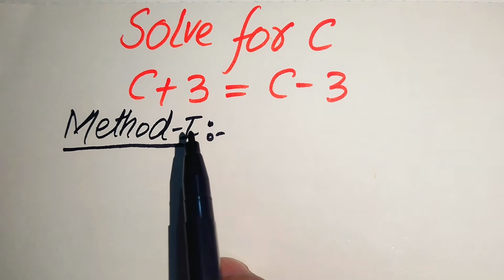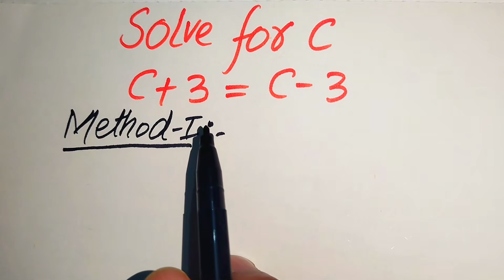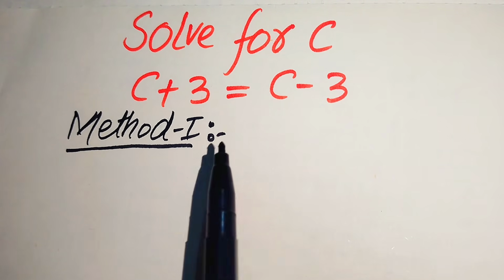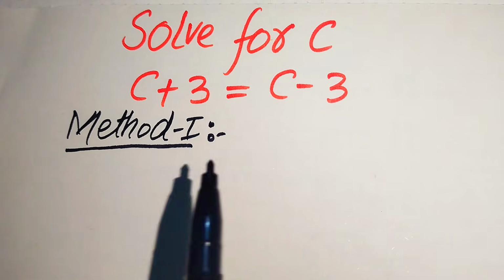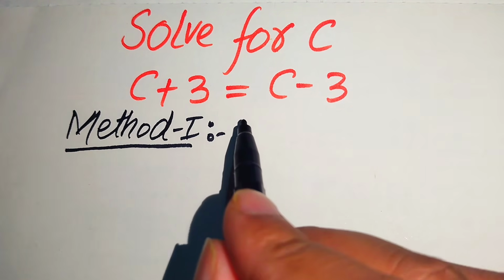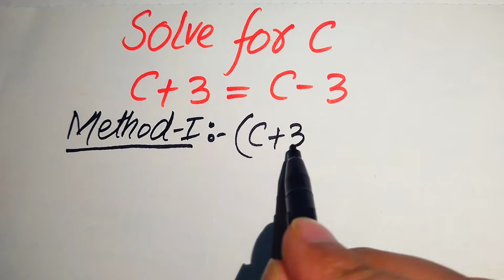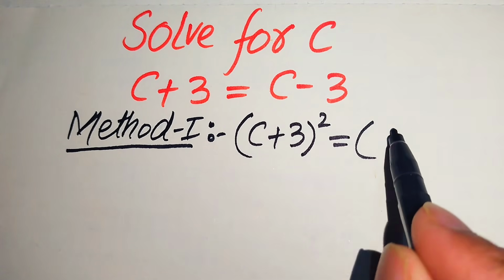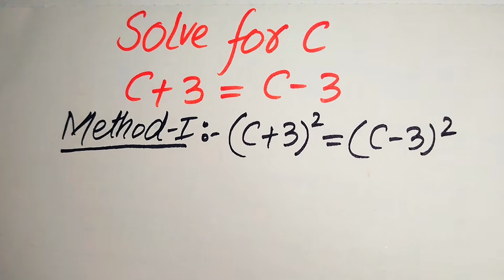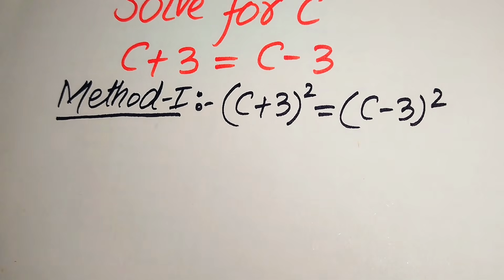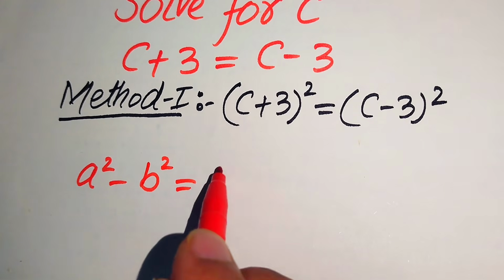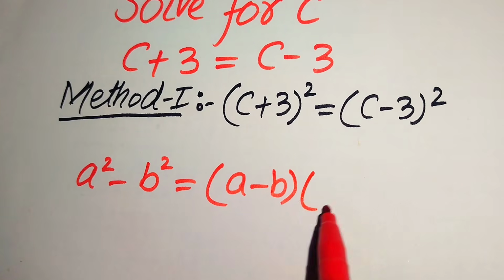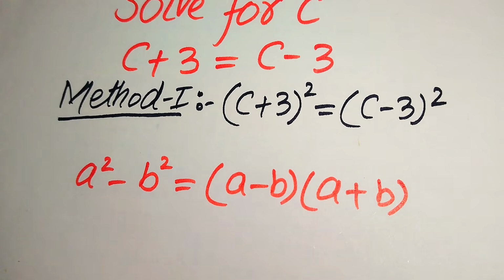In the first method, if you look directly at the question statement, it is not possible to find the values of c. So here I will give you a trick by which you can easily get the roots of this equation. We need to apply squaring on both sides, and it will be written as c plus 3 whole squared is equal to c minus 3 whole squared. Here we use the nice algebraic formula: a squared minus b squared is equal to a minus b times a plus b.